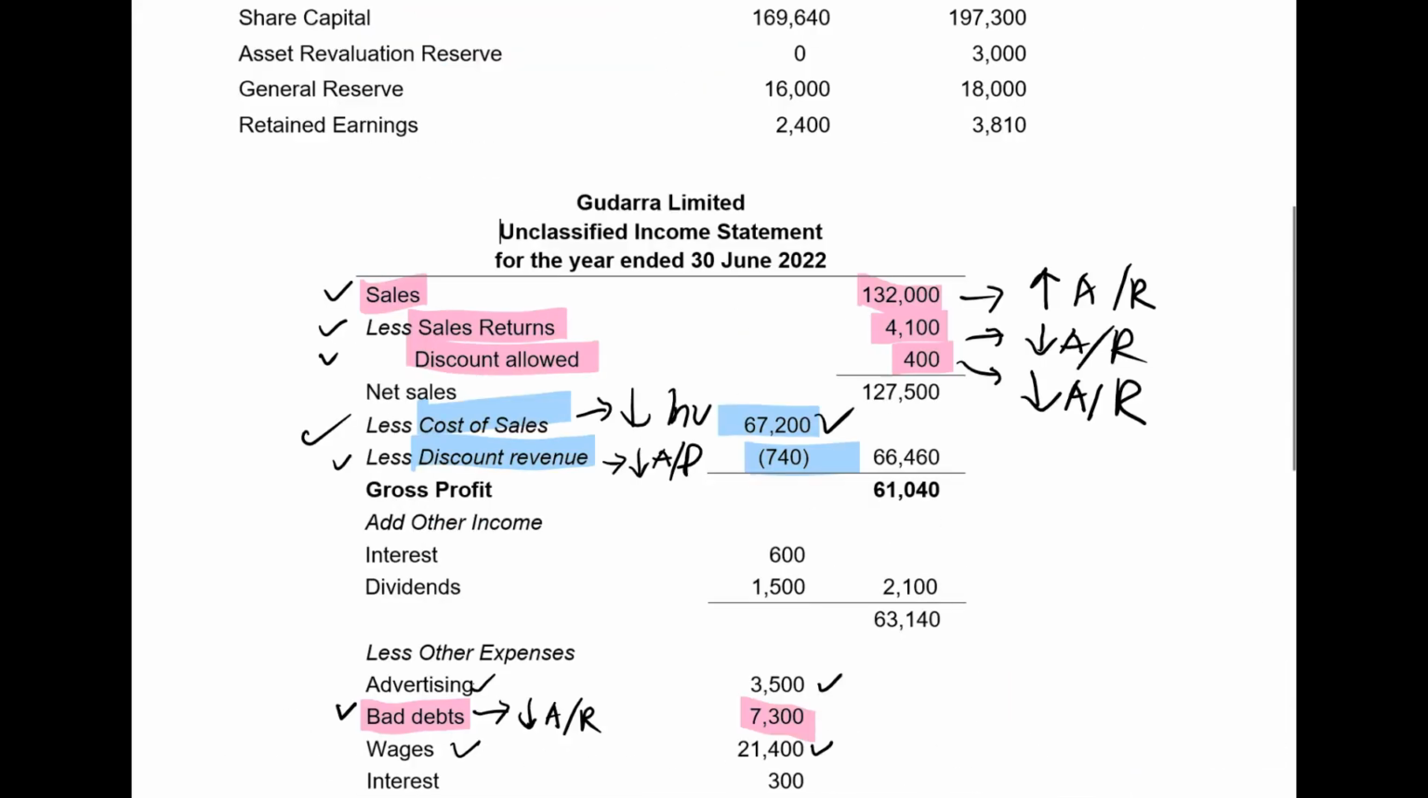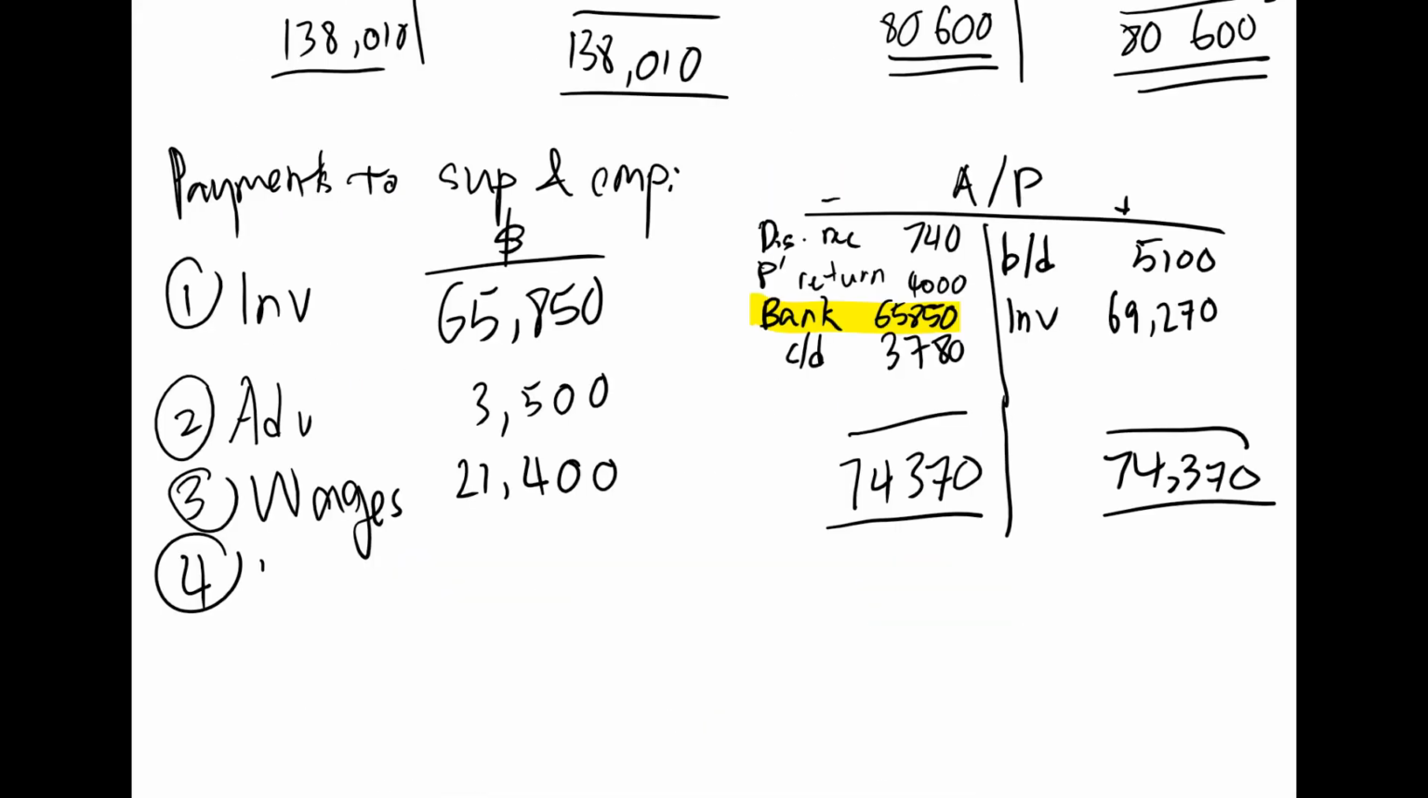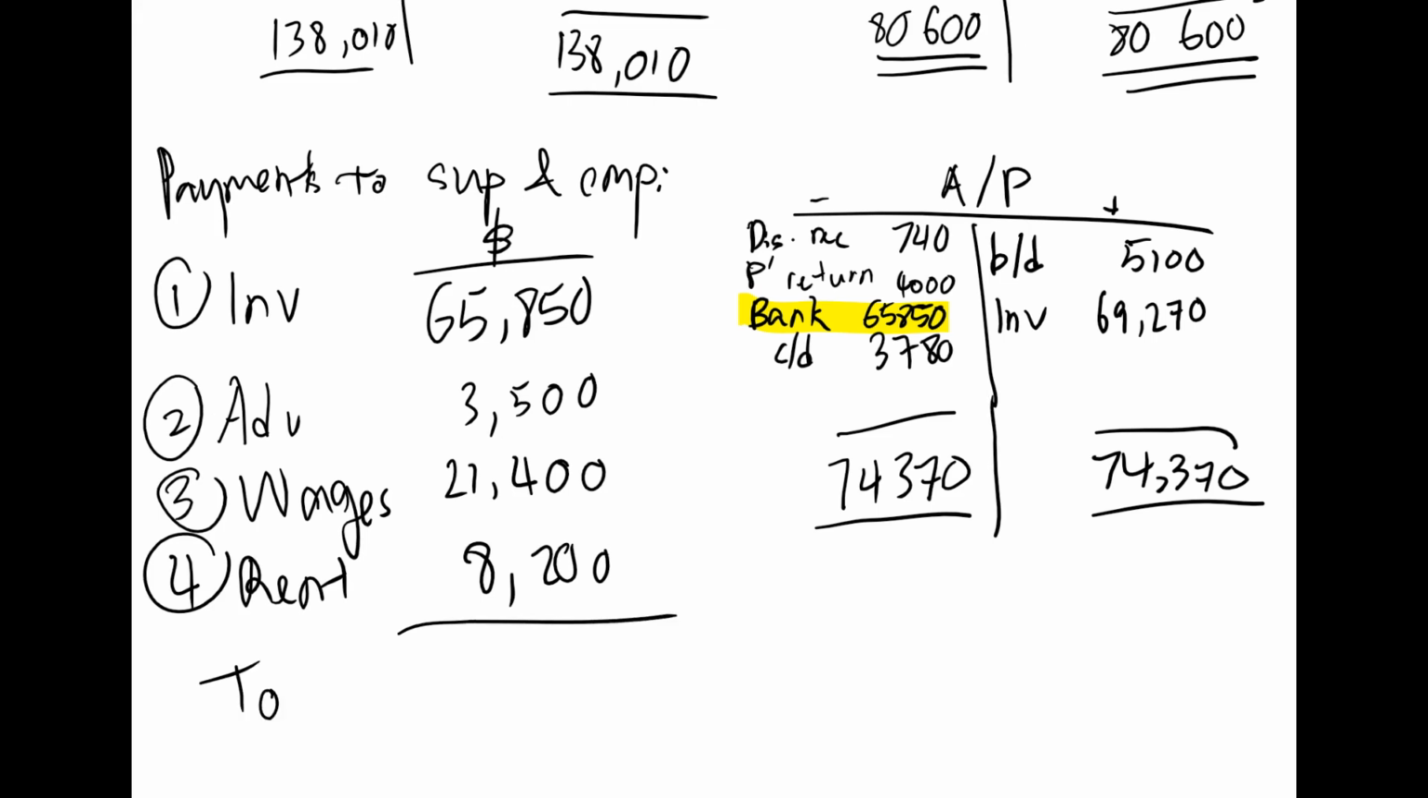You have to check whether there's any prepaid rental or accrued rental. Since there's no prepaid or accrued rental, you can straight away take your 8,200 and put it over here. Rental 8,200. The last thing you can do is add up the total: 65,850 plus 3,500 plus 21,400 plus 8,200. You will get 98,950.